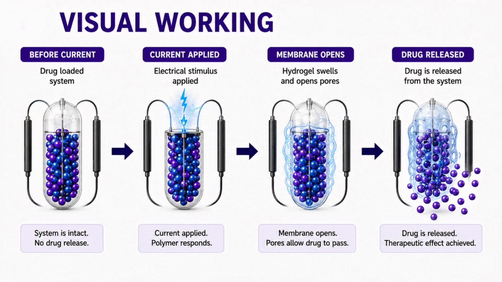Visual working. So observe the diagram carefully here. Before electricity, the capsule remains closed, so no medicine comes out. When electricity is applied, the membrane opens and the drug particles come out. When the current stops, the membrane closes again and the medicine stops releasing. This visual makes the mechanism very easy to remember.